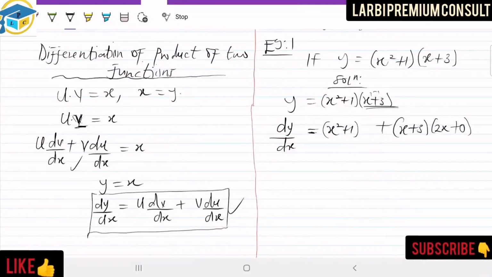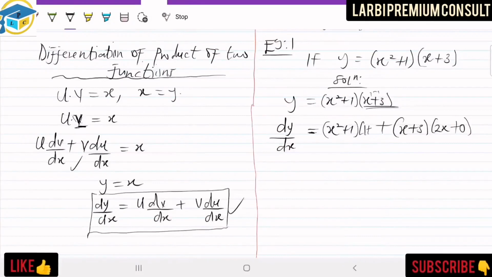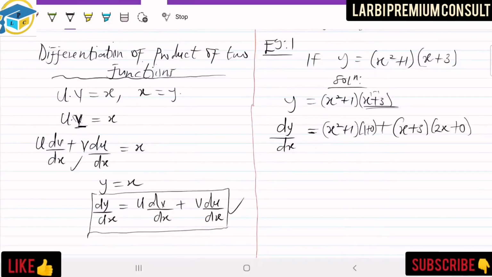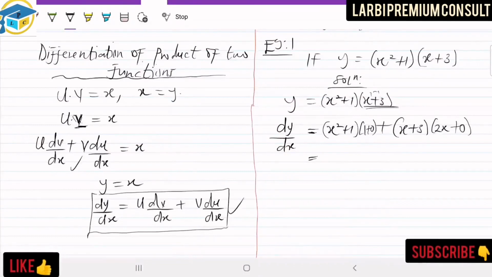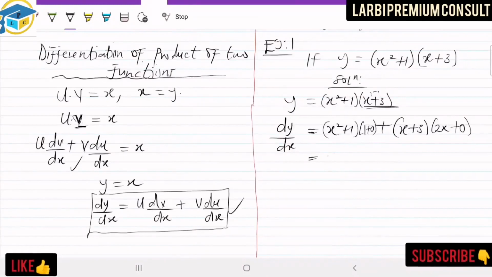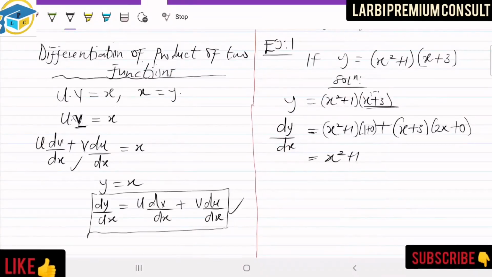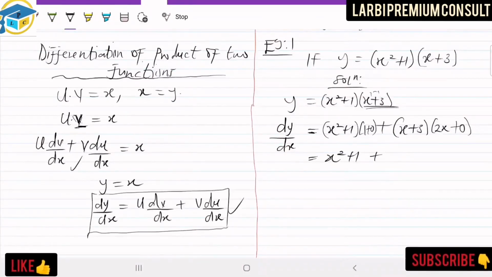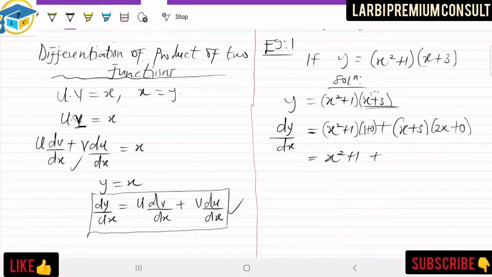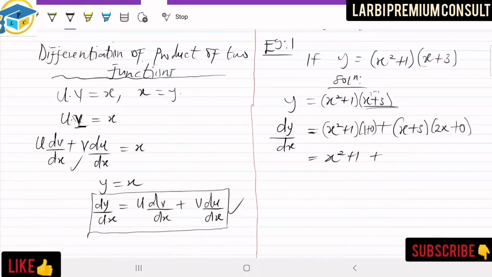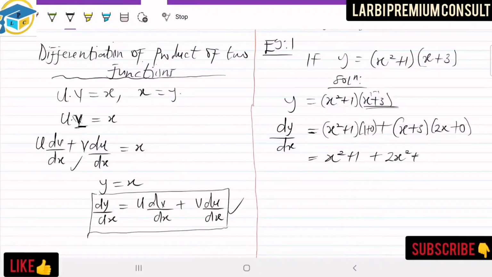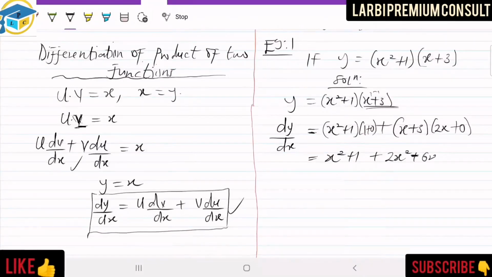So it should have been bracket 1 plus 0, that's what is multiplying this. In this case, 1 plus 0 is 1. So 1 multiplied by the whole expression is going to be the same expression. So it's going to be x squared plus 1 plus, then here too I have 2x plus 0, which is 2x. So I will expand the 2x with respect to x plus 3. So it's going to be 2x squared plus 6x.